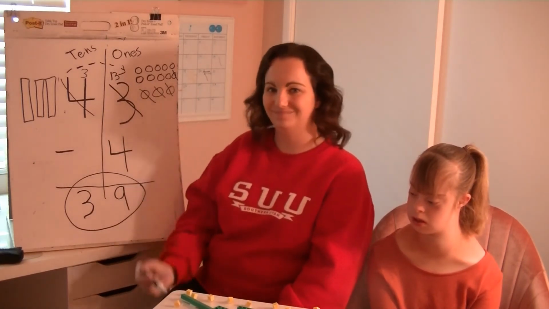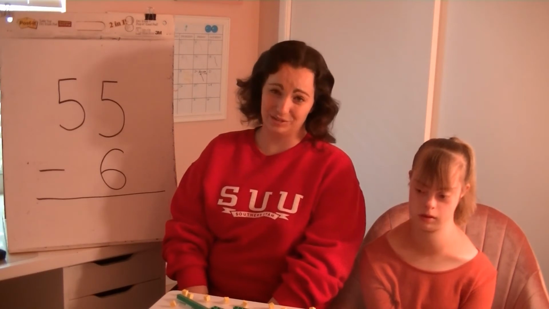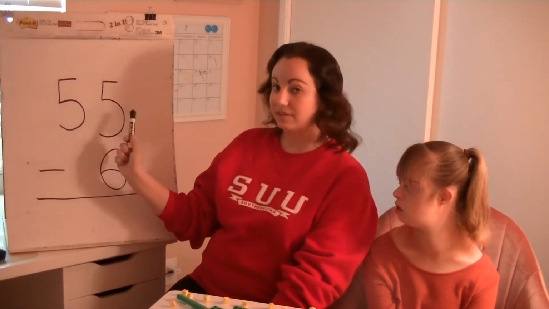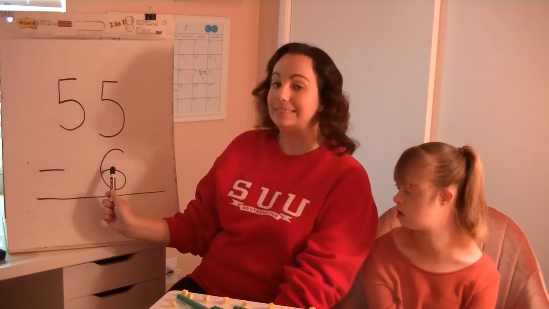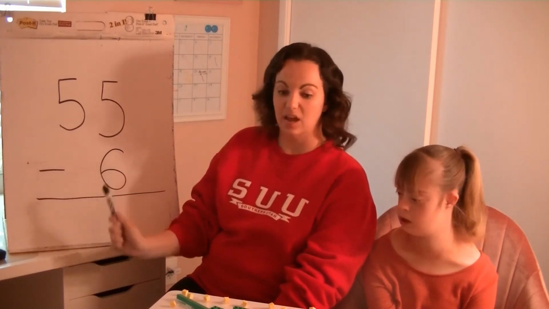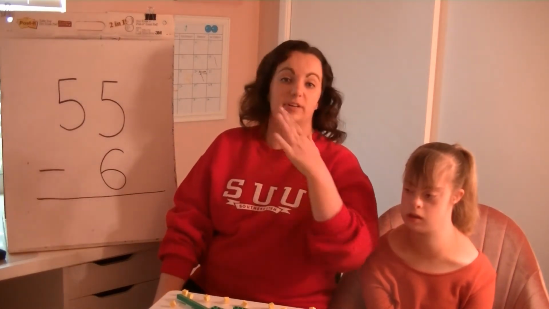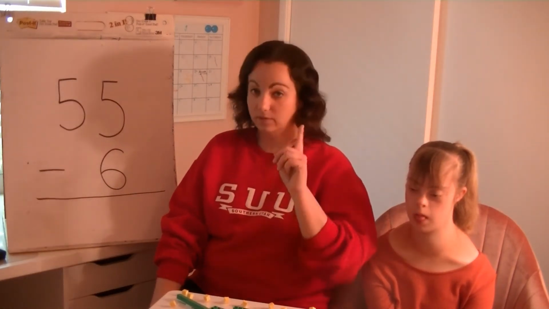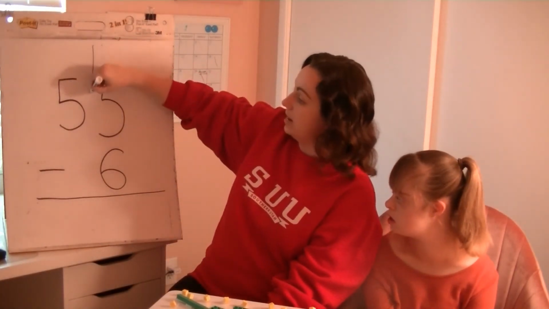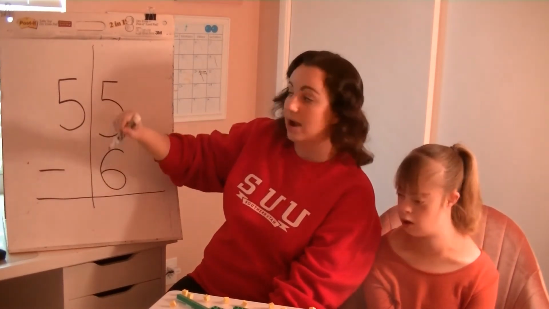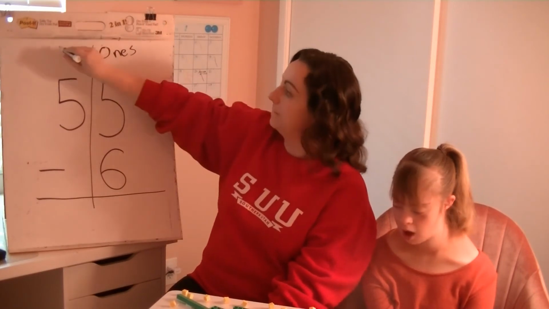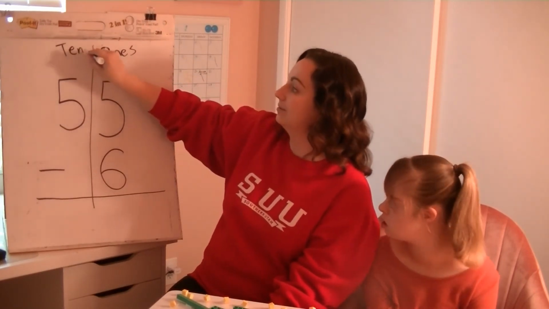The last problem we're going to do all together in this lesson video reads 55 take away 6. 55 take away 6. Just like we've done with our addition and other subtraction problems, first thing I'm going to do is draw a line down the middle to help me stay organized. Now I can easily see my 1s side and my 10s side.